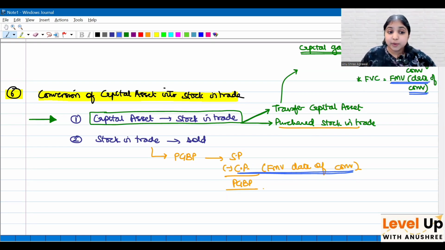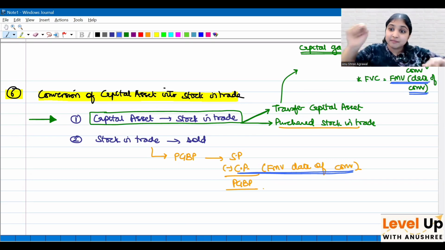Are you understanding? When I convert a capital asset into stock in trade, capital gain is coming into the picture. I am imagining I transferred a capital asset and I am doing the capital gains computation. But the Income Tax Act understands that this is only an imaginary transfer. In reality, no money has come in, no sale price, no sale proceeds. So the Income Tax Act understands: where will I take the money from to pay tax? So it says, don't worry, assessee, there is transfer, there is capital gains, but immediately you don't have to pay tax.